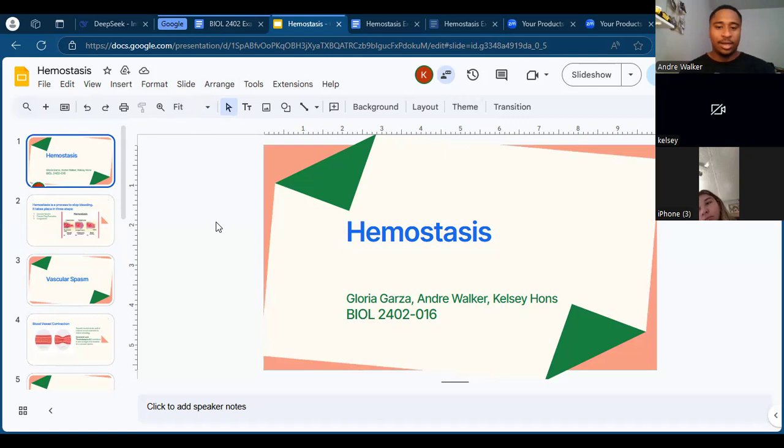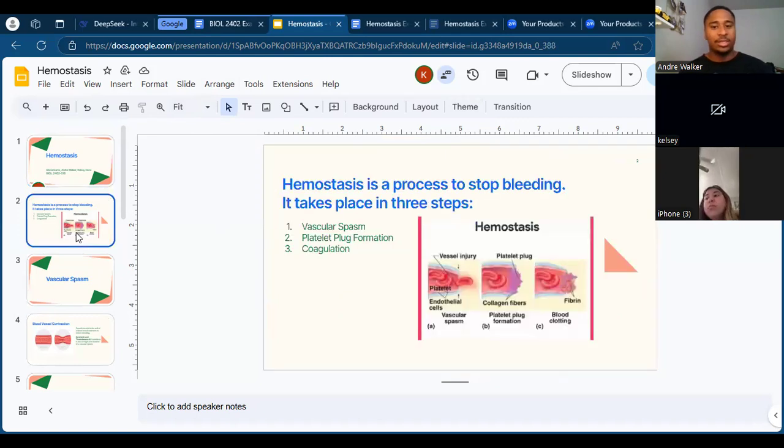To start, hemostasis is the process of stopping bleeding and helping repair the body after injury. It occurs in three steps: vascular spasms, platelet plug formation, as well as coagulation.